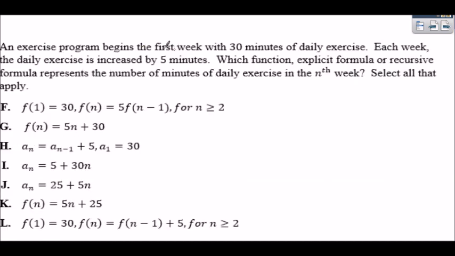All right, exercise program begins the first week for 30 minutes of exercise each day. And then each week you add 5 minutes to that workout. Which one of these represents that information? Well, if we just think of it plainly, our first week is going to be 30 minutes. And our second one is going to be 30 plus 5 minutes, so 35. So when I plug in 1 to these equations, I should get 30. And when I plug in 2, I should get 35.